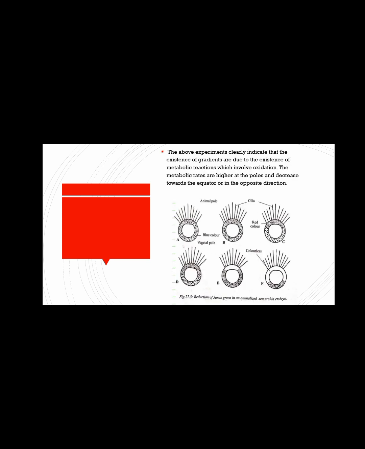The above experiment clearly indicates the existence of the gradients, which are due to the existence of a metabolic reaction which involves oxidation. So the metabolic rate is higher at the poles and reduced towards the equator, or in the opposite direction. And this is the reduction of Janus green in an animalized sea urchin embryo, the diagram is given below. Then this is the reduction of Janus green in a vegetalized embryo.